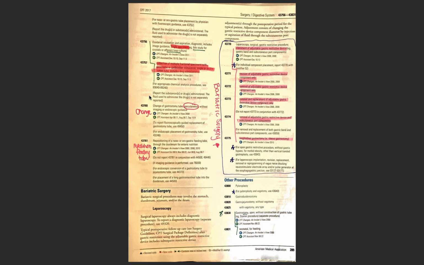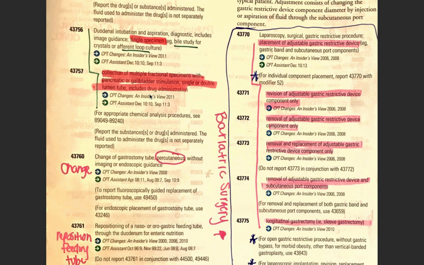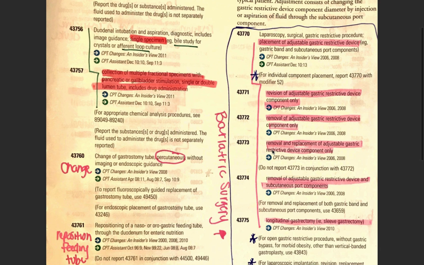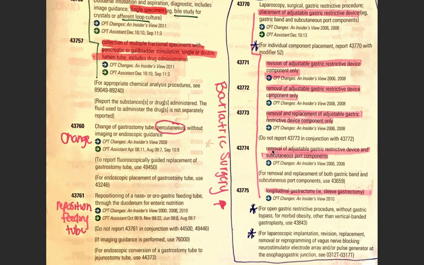Look under bariatric surgery section, laparoscopy. As you can see, there is a code for laparoscopy, surgical gastric restrictive procedure, placement of an adjustable gastric restrictive device. That is a lap band, 43770. If they are doing a revision of the lap band only, it's 43771. Removal of it is 43772. Removal and replacement is 43773. Removal of the gastric restricted device and subcutaneous port components is 43774.